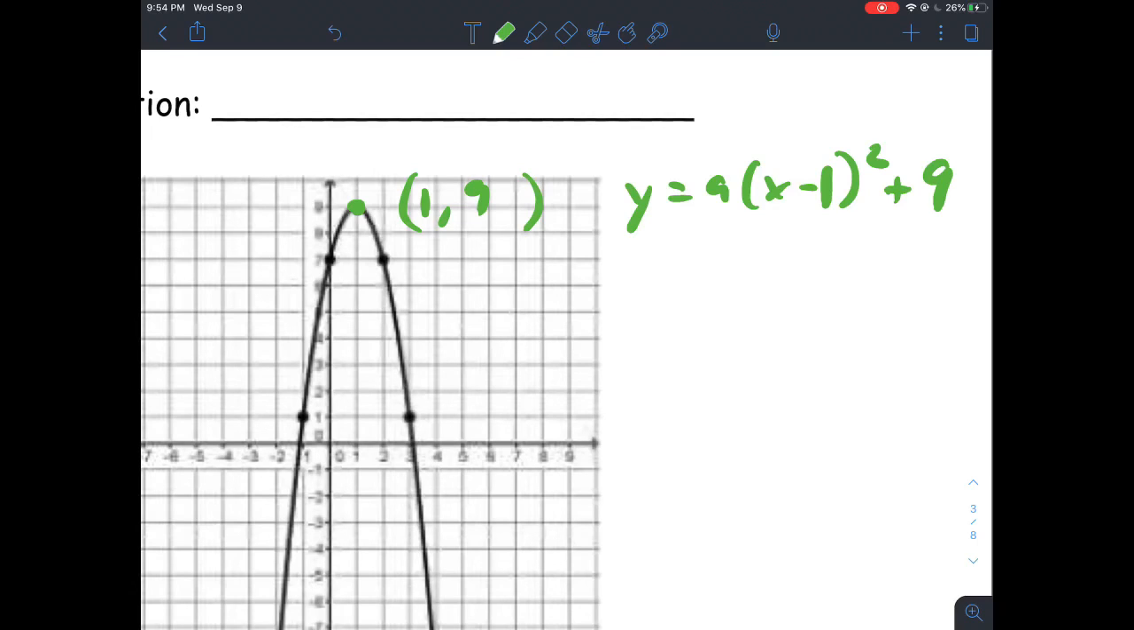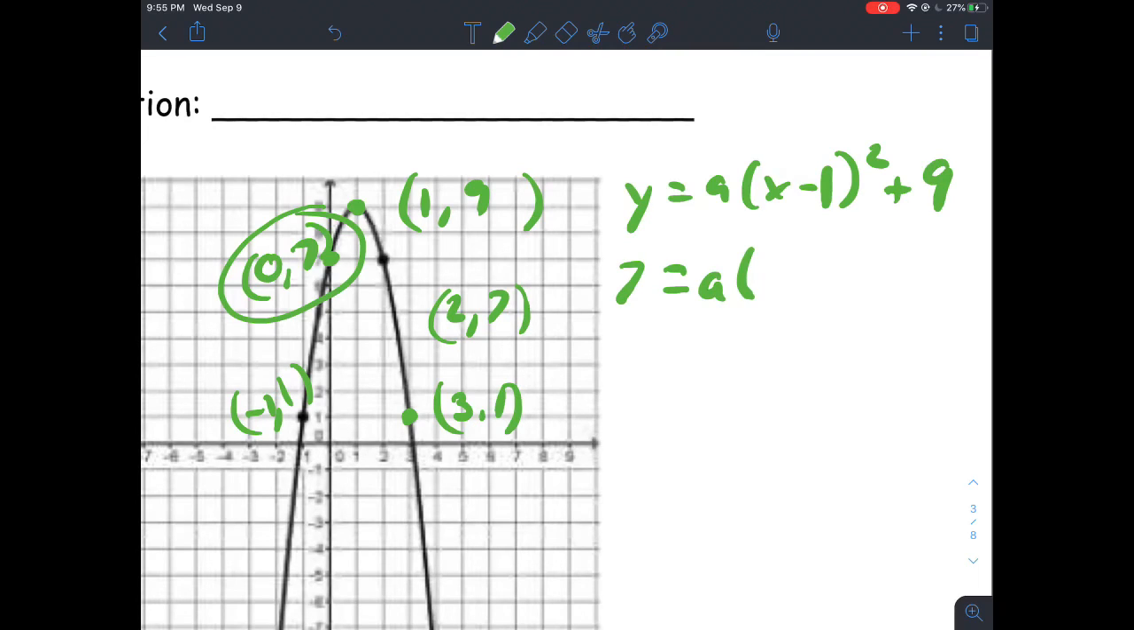Then we're going to pick another point on the graph. Let's see. I'm going to pick this guy here, (0, 7). I think he's a nice point. Again, I just like having zeros. You could pick other points here too. You could plug in (3, 1). You could plug in (-1, 1). And you could plug in (2, 7). Those are different options, but I am going to plug in (0, 7) because it has a 0 and I like it. So we're going to do 7 equals a times, and then my x value is 0 minus 1, squared, plus 9. So you get 7 equals a times (-1) squared plus 9.